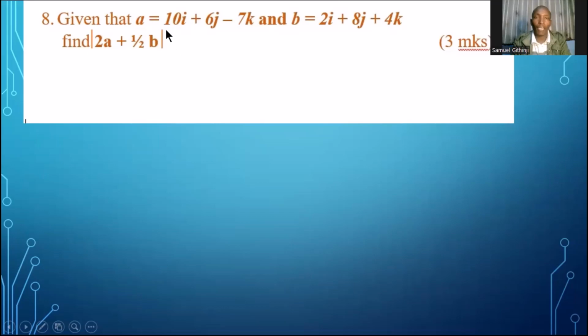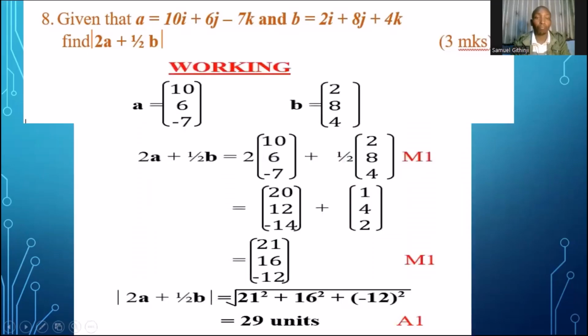First of all, I can write these vectors in column form. A will be 10, 6, negative 7. B will be 2, 8, 4. Just a matter of writing this one in a vertical form, ignoring the ijk. Then I go ahead. 2a plus a half b is 2 multiplied by vector A, as you can see it, plus a half multiplied by the vector B. Okay, opening that bracket very simply, multiplication of vectors with a scalar. You can see, and this one you can see. Then adding them up, 21, 16, negative 12.